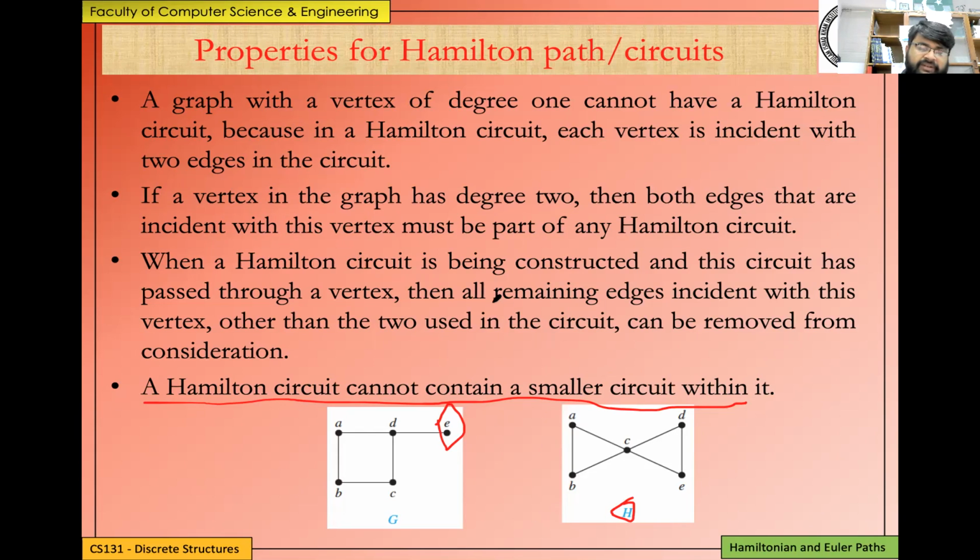And this is the exact property which was used to determine the Euler path or Euler circuit. However, in this case, it cannot be used, because if it contains a smaller circuit, then we will be reusing the same vertex again, and that is not possible for a Hamilton path or Hamilton circuit. Sorry, using the same vertex is not allowed, and hence this will become problematic.